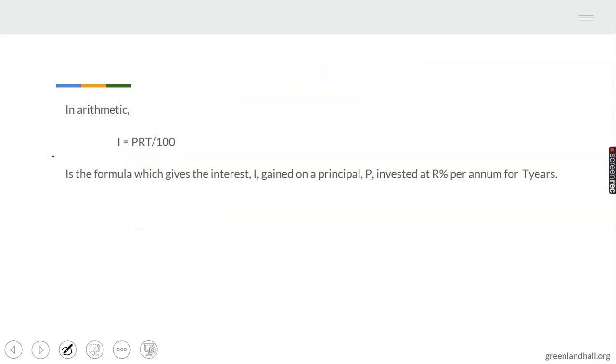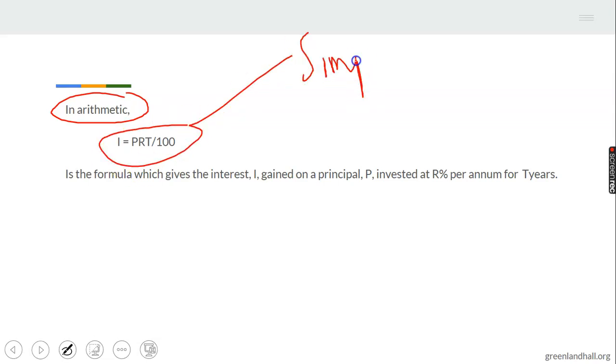Now we move on to the next one, which is in arithmetic. Everybody knows this. This is from simple interest. I equals PRT over 100. This is the formula to find the simple interest.